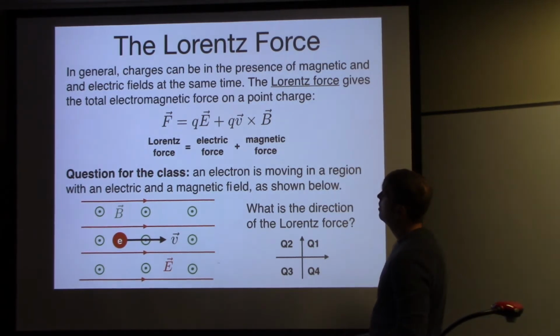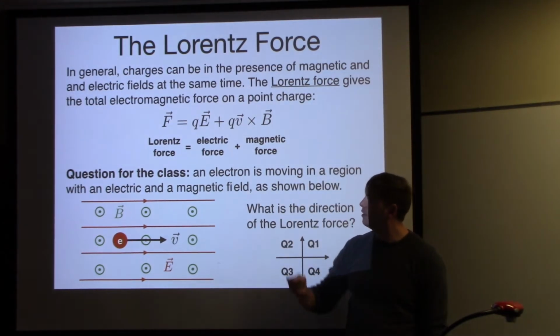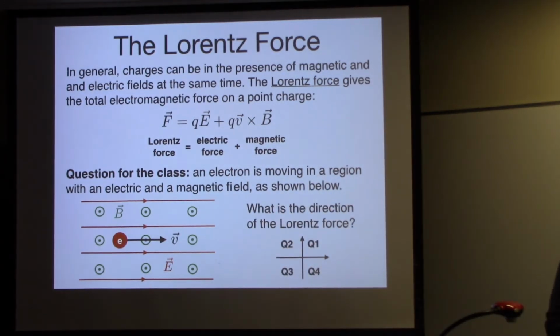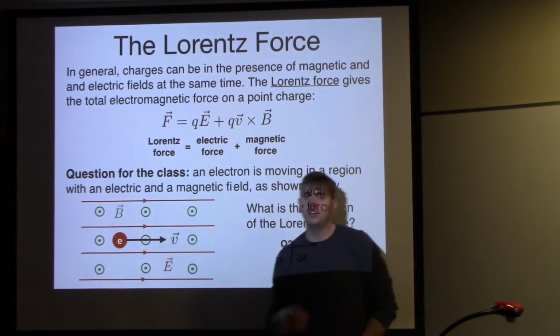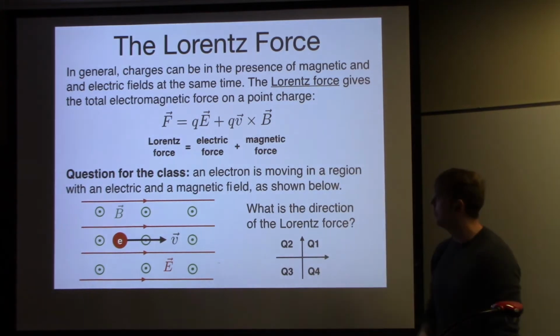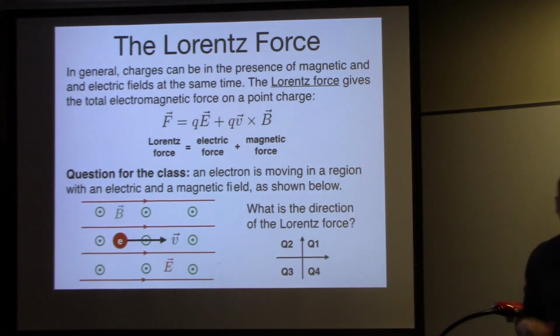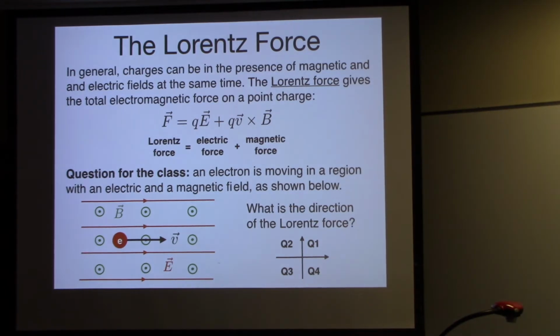So let's review. We know that the electric force that a charge feels when it's inside of an E field is simply given by Q times E. Let's call that the electric force. We also know that the magnetic force that it feels is QV cross B. And in general, you can have both of these forces at the same time if there's an E field and a B field at the same time. So when we add those two forces together, we call that the total electromagnetic force. It's called the Lorentz force.